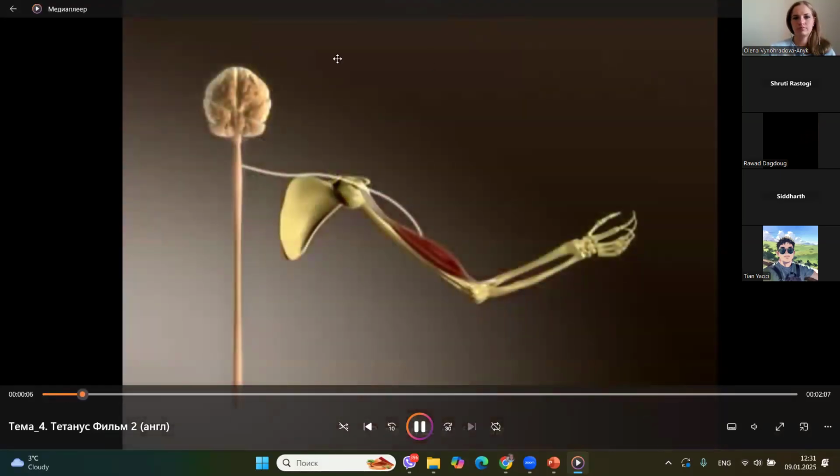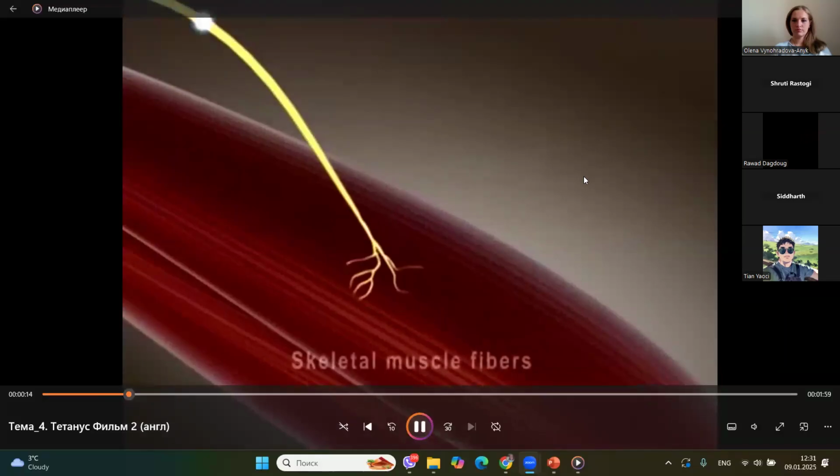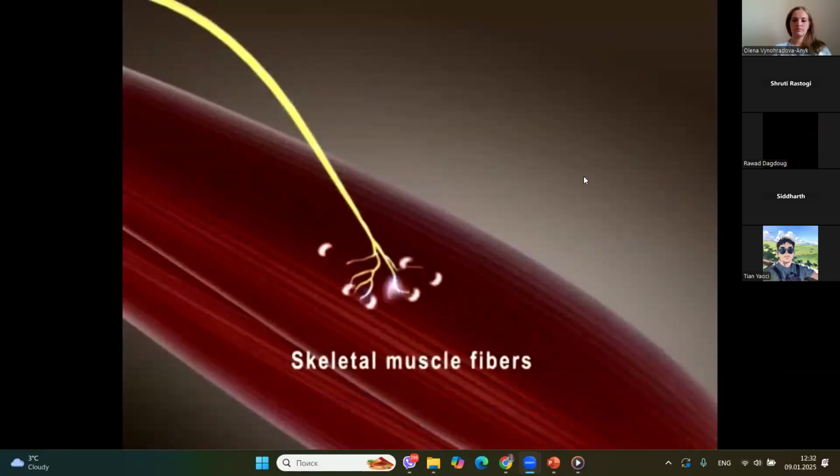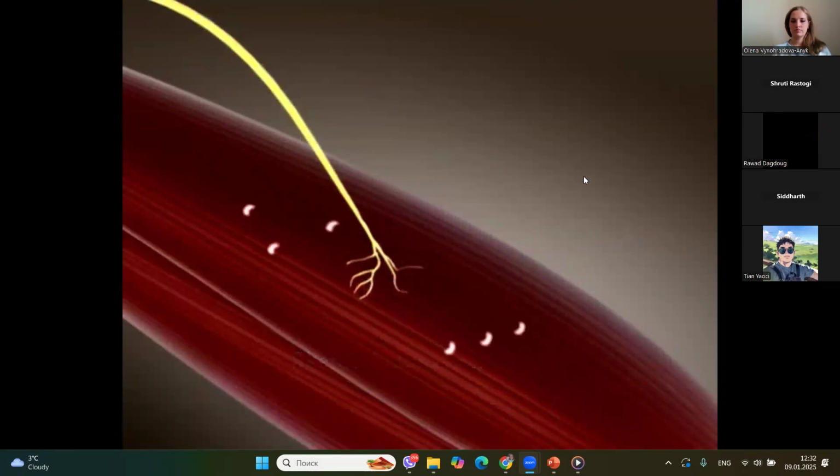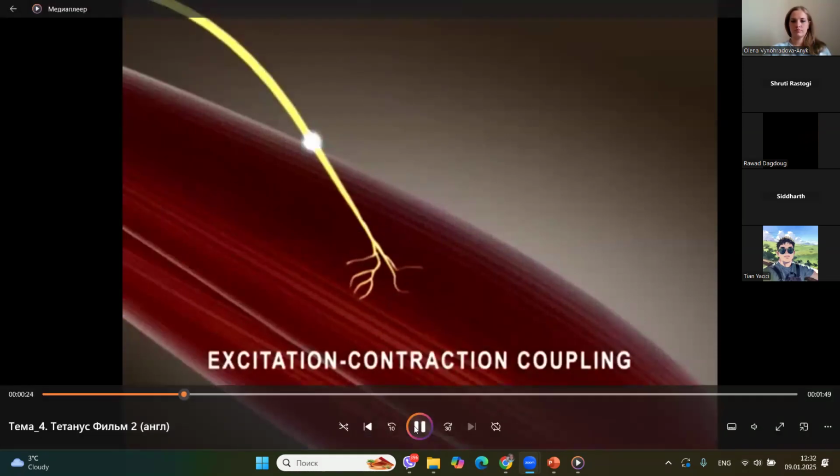Typically, a single motor neuron arising in the brain or spinal cord conducts action potentials that travel to hundreds of skeletal muscle fibers within a muscle. The sequence of events that converts action potentials in a muscle fiber to a contraction is known as excitation-contraction coupling. Important moment, excitation-contraction coupling: this is transferring the electrical signal from the nervous system, the electrical signal that arises on the muscle, and transferring it to a mechanical process, contraction.